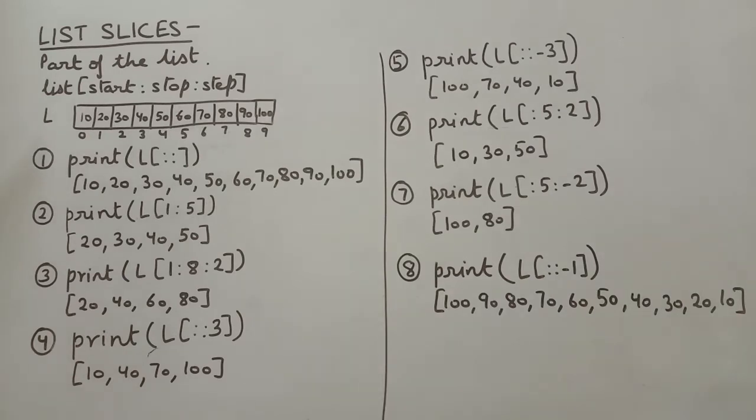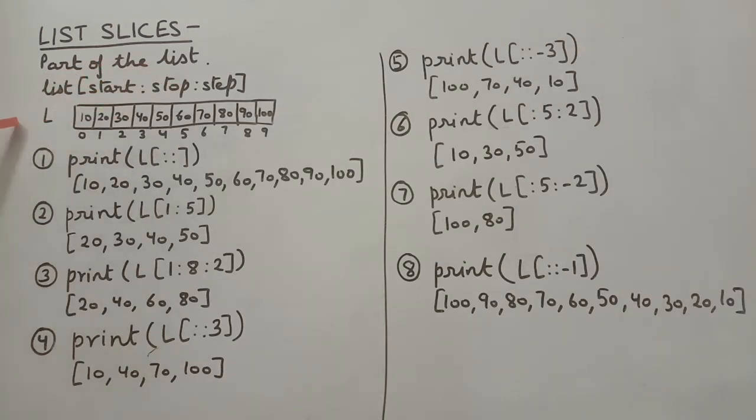In the same way, if the step value is negative and the start is missing, then start is taken to be the end of the list, that means -1. And if the step value is negative and the stop is missing, then it is assumed to be the beginning of the list. So let's take some examples.